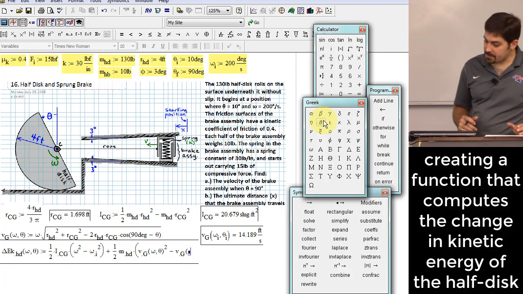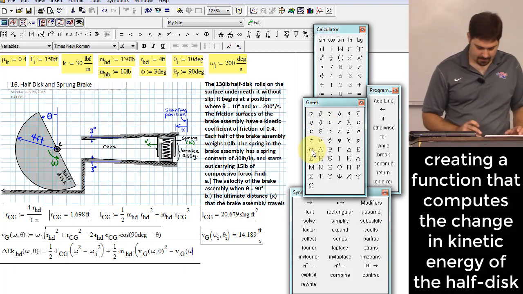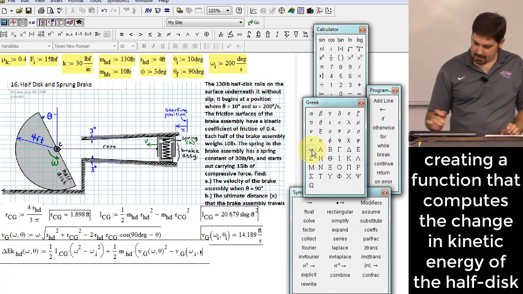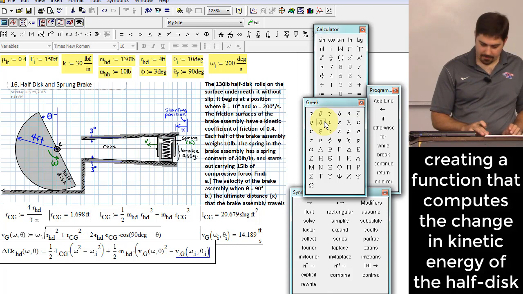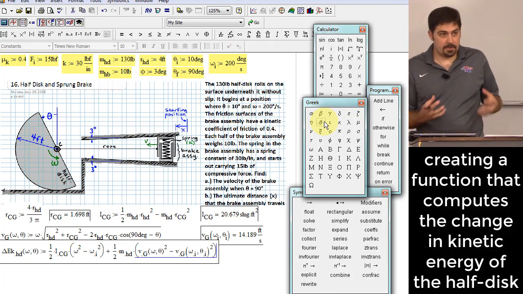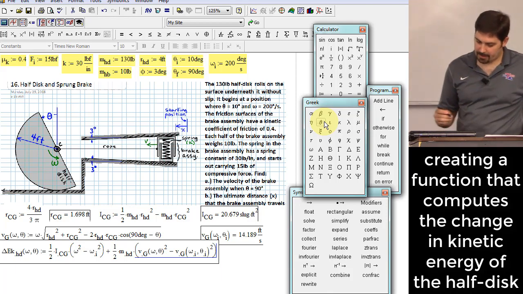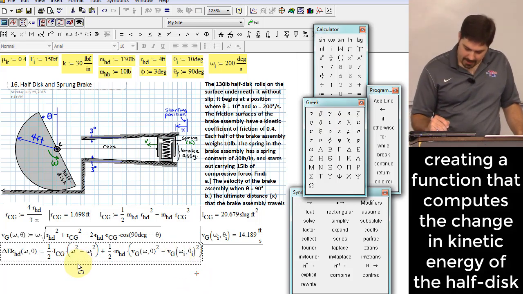Now this, I'm just going to take those initial values, right? My omega sub I and my theta sub I. And what that functionally does is it plugs those initial values into that function and puts it in that spot right there.